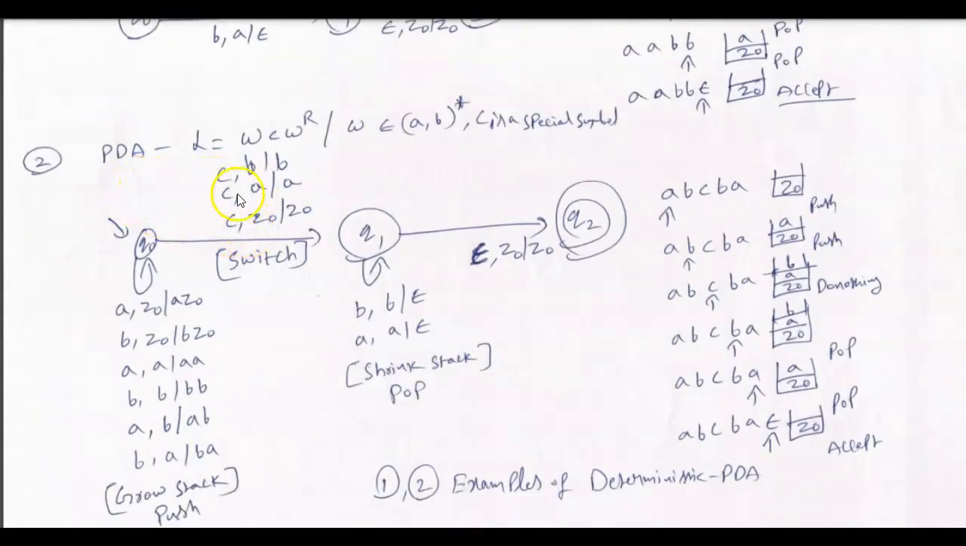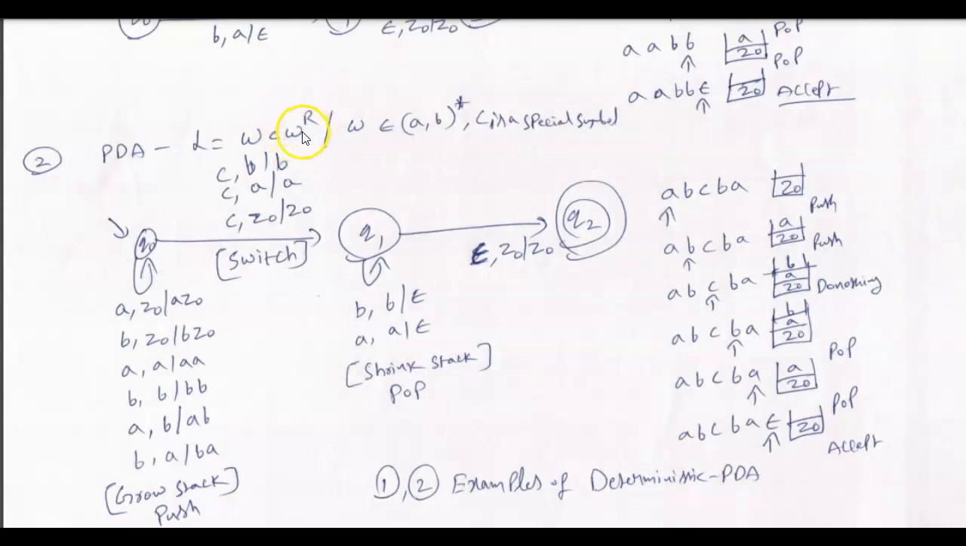For example, the next example is w c w to the power of R. c is a character, w belongs to (a, b) whole star, any string, and w to the power of R means the reverse of it. You got my point? What we do here is, until we encounter c, we do the push operation. After c, we do the pop operation.